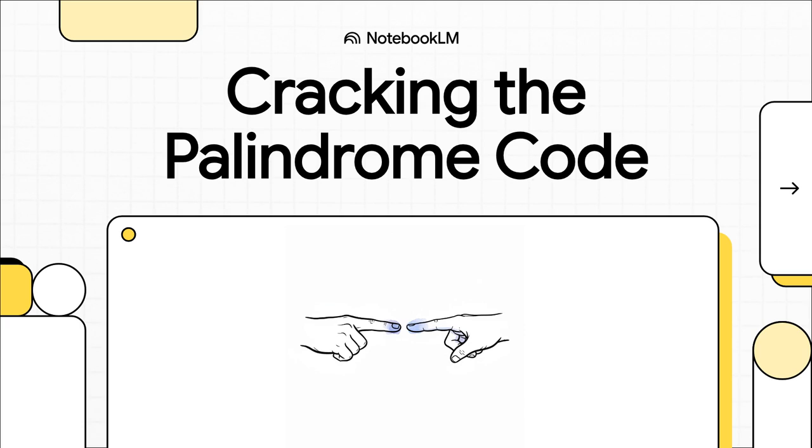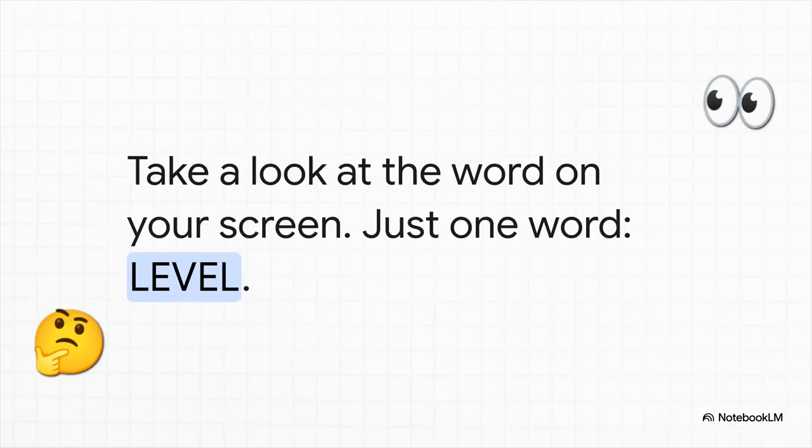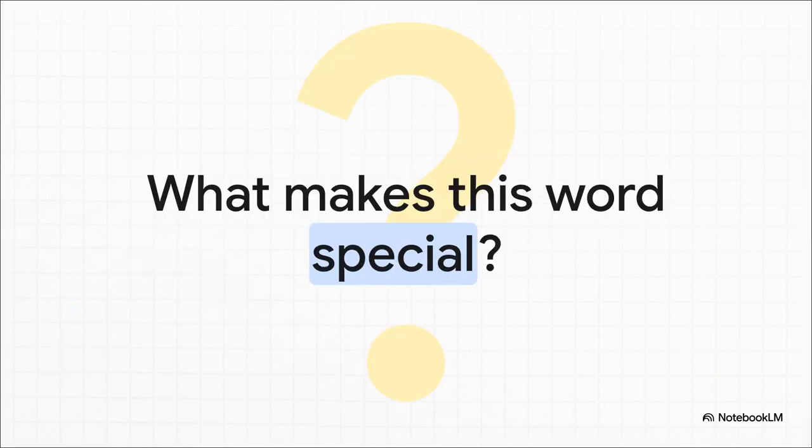And we're going to explore two really clever ways to solve this classic programming puzzle. All right, so just take a look at the word on your screen. That's it. Just level. So, what is it about this word that makes it special? I mean, really look at it for a second. Try reading it backward. Go on. See? It's exactly the same. And that special little property is what this is all about.